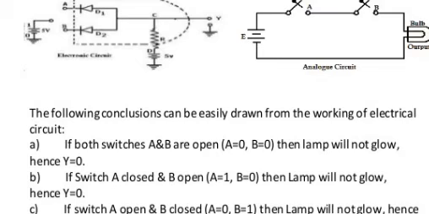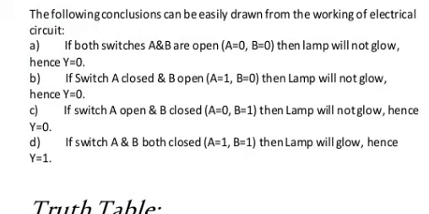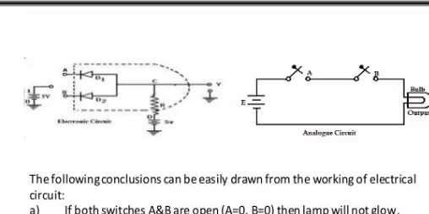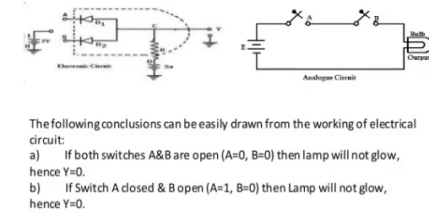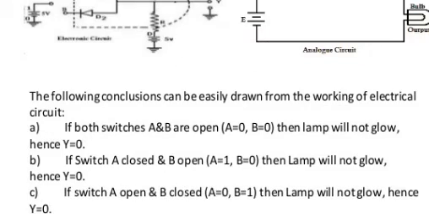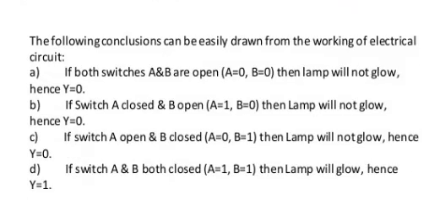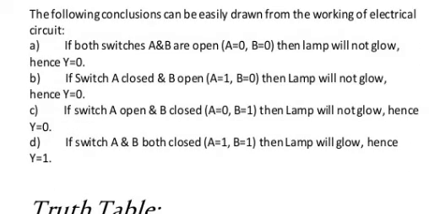In the same way, the next conclusion, C part, says if switch A is open and B closed, if your input A is 0 and input of B is 1, then the lamp will not glow, hence your output will be Y equals 0. And in the same way, the fourth, D part, says if switches A and B are both closed, A equals 1, B equals 1, then the lamp will glow, hence Y equals 1.